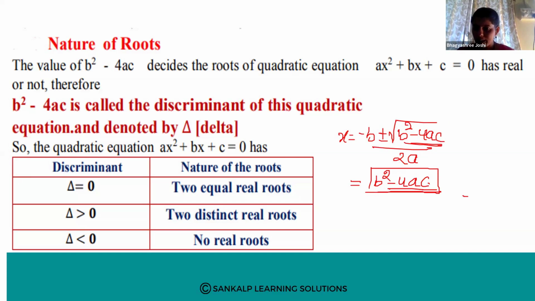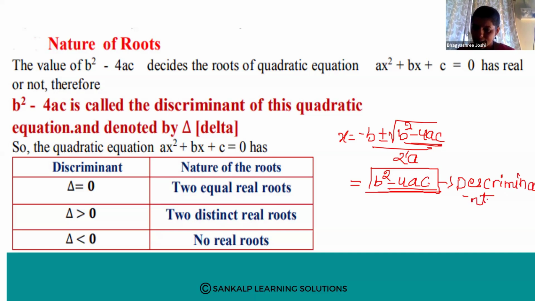Why? Because this term b square minus 4ac decides whether the quadratic equation has real roots, equal roots or imaginary roots. Whether the quadratic equation gives real roots, imaginary roots or equal roots, what tells us that? That is b square minus 4ac. So this determines the nature of the roots. Therefore, it is called the discriminant.